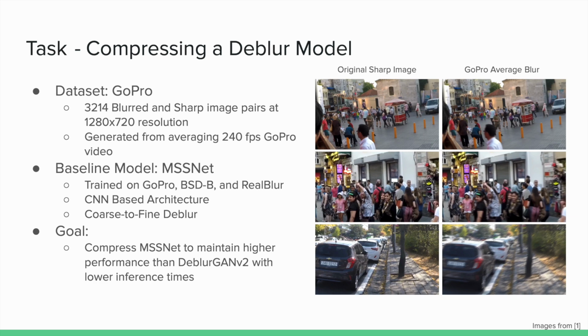For our project, we compared two state-of-the-art deblurring models, DeblurGAN v2 and MSSNet, on the GoPro dataset. Based on our initial results, we then selected and compressed the better performing model, MSSNet, to see if we could maintain its higher performance while beating the lower inference times of DeblurGAN v2.